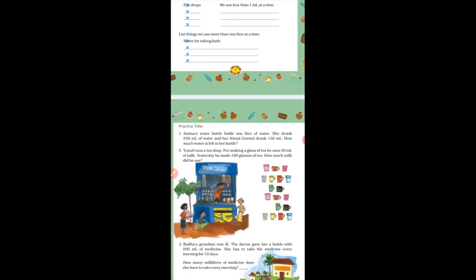The next one is: list things we use more than 1 liter at a time. Water for taking a bath, yes, of course we use 1 full bucket of water. Next, what else do we use more than 1 liter at a time?